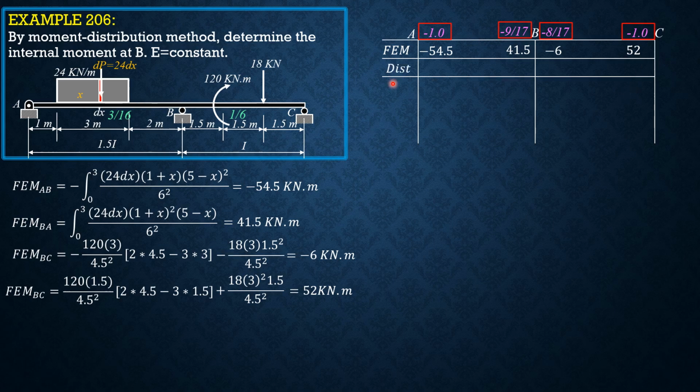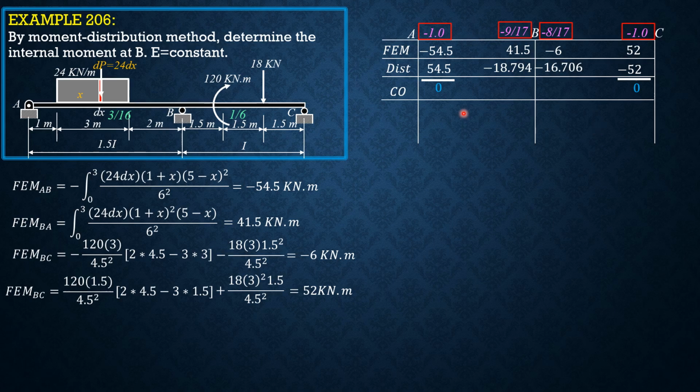Then let's distribute. So negative 54.5 times negative 1 is 54.5. And that's already 0. We expect moment that is 0. So let's lock that later finally. So quantity 41.5 minus 6 times negative 9 over 17 is negative 18.794. Quantity 41.5 minus 6 times negative 8 over 17 is negative 16.706. 52 times negative 1 is negative 52. So let's lock A and C. Finally, the moment at A is 0. Moment at C is 0 also, final.